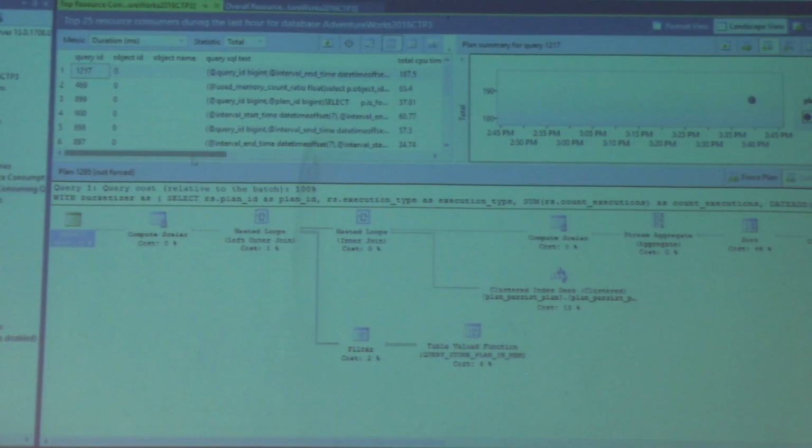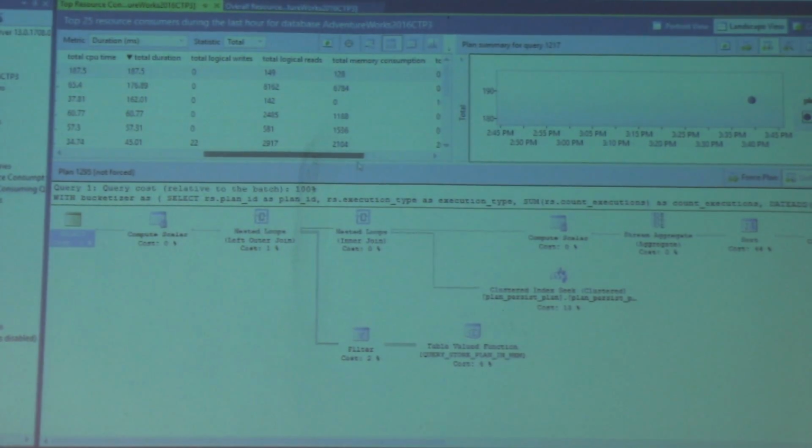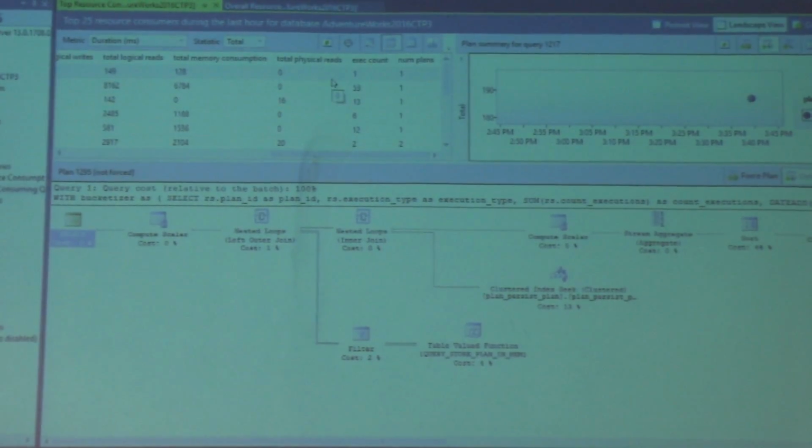The total CPU time, 87 milliseconds. The total duration is this one. And total logical writes. These are statistics of the queries, right? Number of the writes, number of the reads, total memory consumption. So if you work in a company, this is very important, to have a very good understanding of what these numbers are. Okay?